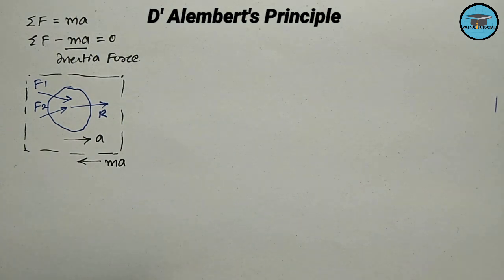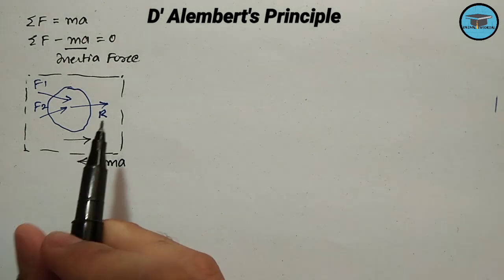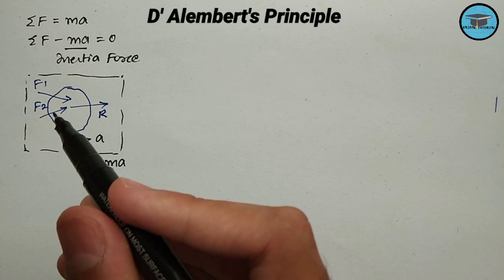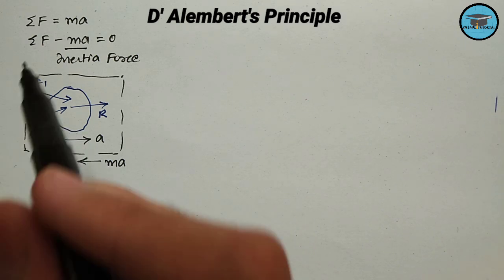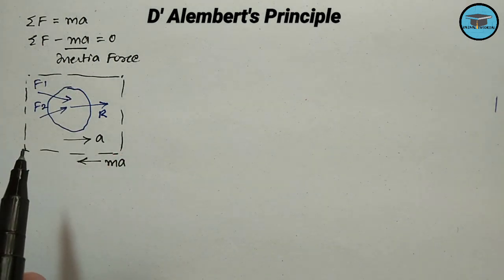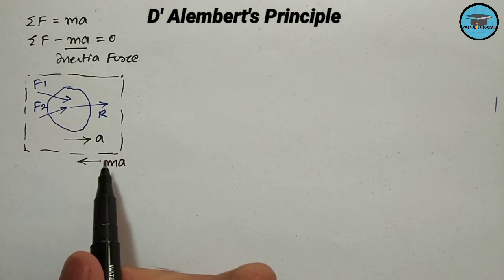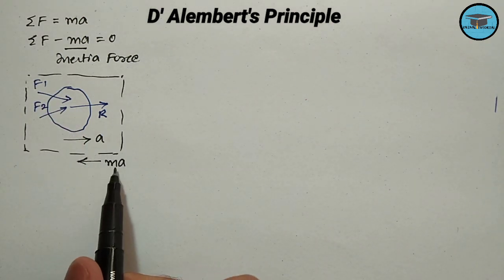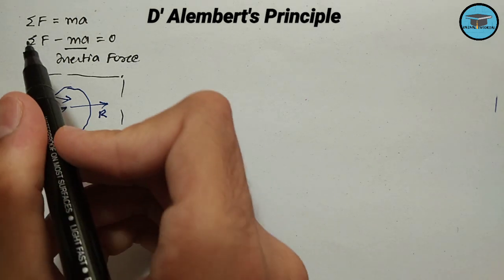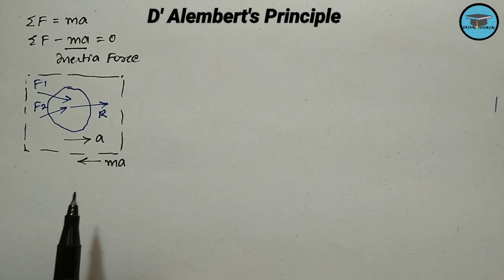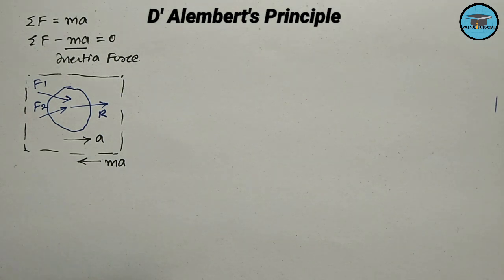m into a. Okay, so now we will be applying the condition of equilibrium, that is, the summation of the forces is equal to 0 for the equilibrium of the body. So here there are two forces acting, that is sigma F and the inertia force. So we write the equation as sigma F minus ma equals 0. So this is basically D'Alembert's principle. D'Alembert's principle is regarding the dynamic equilibrium of the body only.